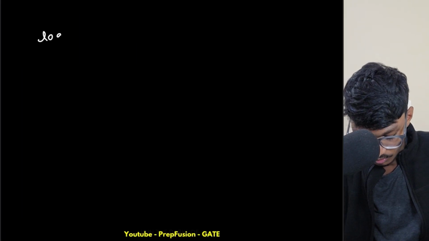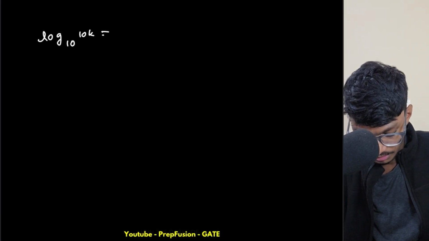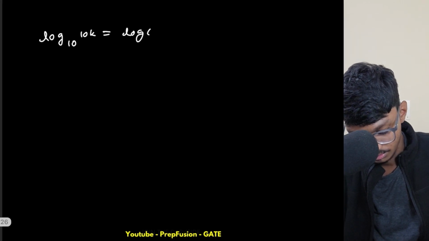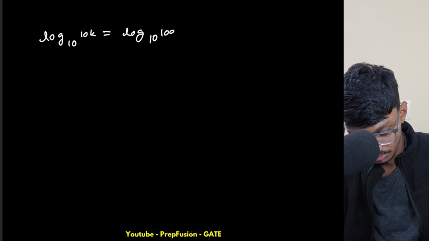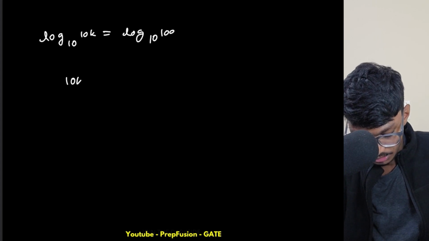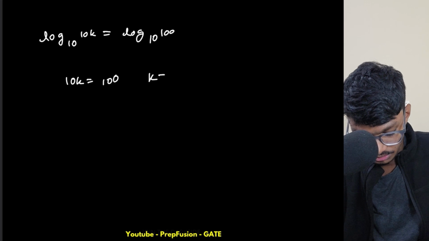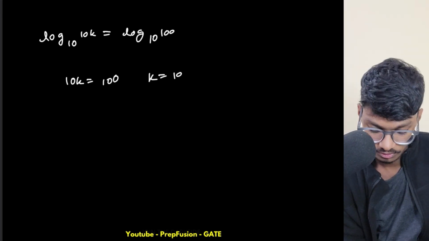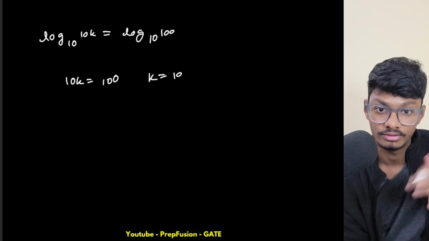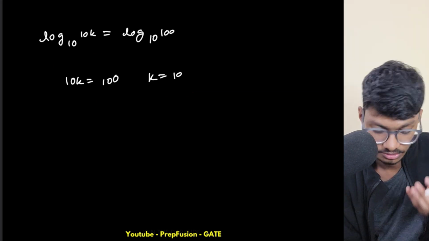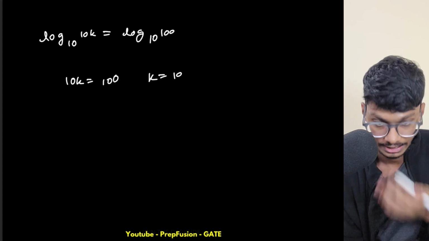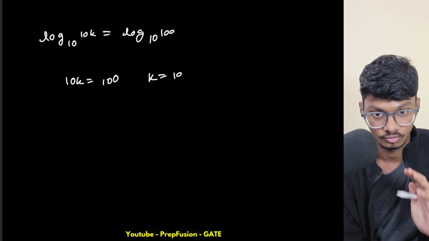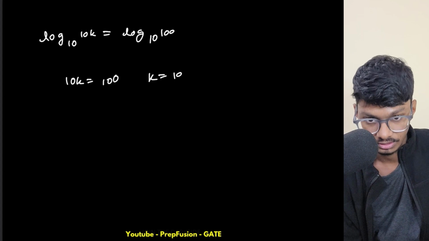So my log base 10 of 10K equals log base 10 of 100. Hence 10K equals 100. Hence K equals 10. If you can't recall, you can solve from basics also, but you have to understand the concept. It will take you like 30 seconds more. I'm explaining, that's why it is taking so much time.